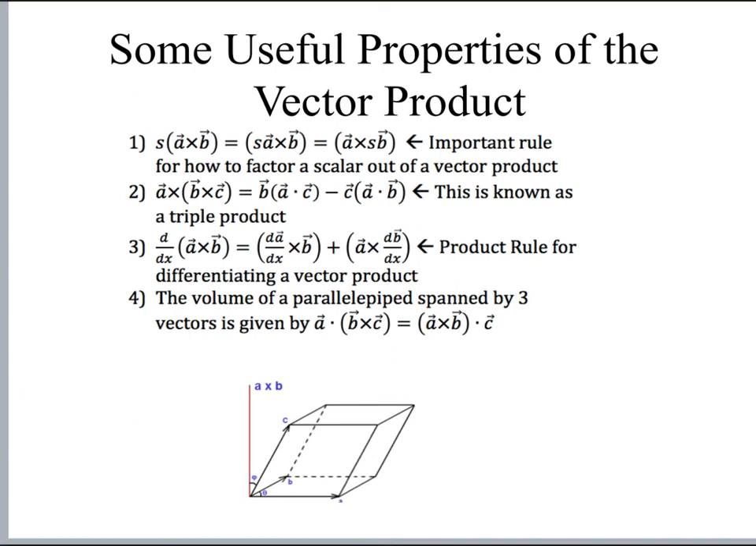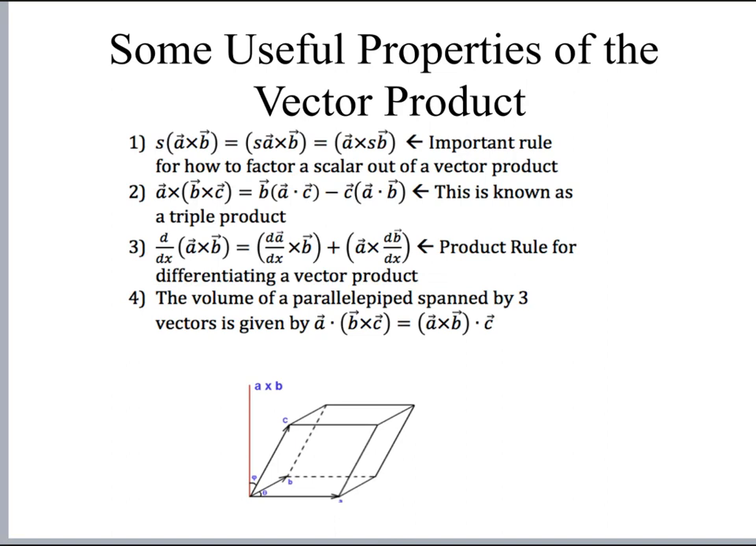Now, another important idea is something known as the triple product. If I take A cross B cross C, that's equal to the B vector times A dot C minus the C vector times A dot B. This is sometimes called the back cab rule to help you remember the order. A cross B cross C is B vector times A dot C minus C vector times A dot B. This is also known as a triple product. So we're crossing three vectors together, and that's the triple product.